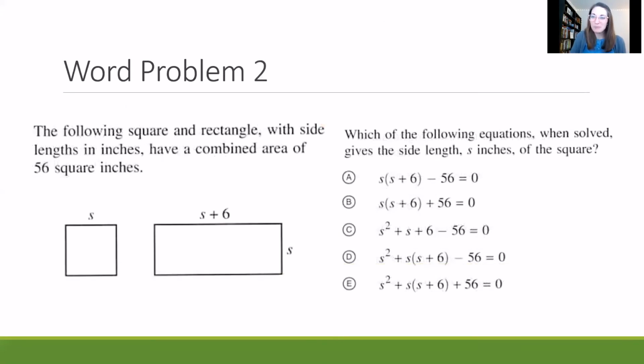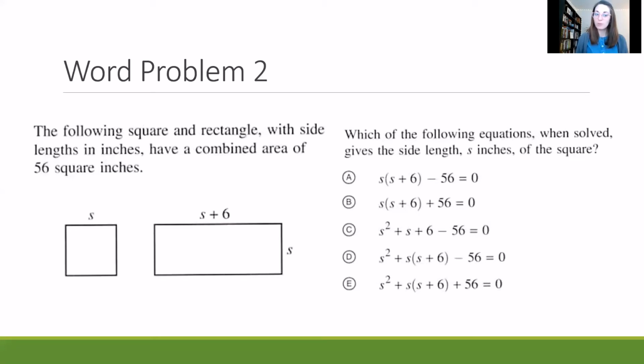Let's take a look at word problem 2. It says the following square and rectangle with side lengths in inches have a combined area of 56 square inches. Which of the following equations, when solved, gives the side length S inches of the square? So if we take a look at what we have, we see S on top of the square. So that's the length of one side, but we know all 4 sides are the same length.